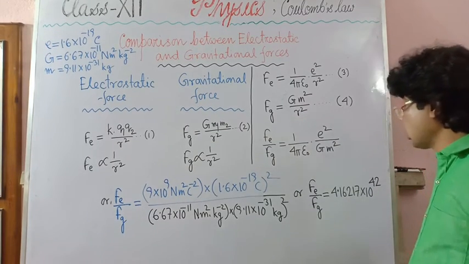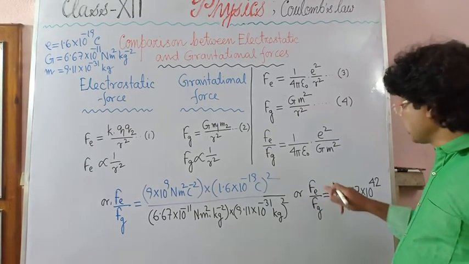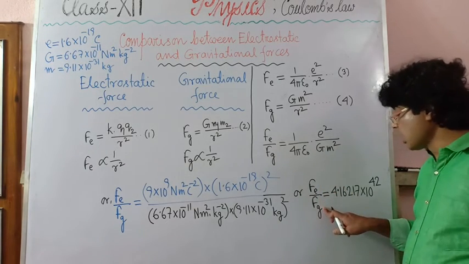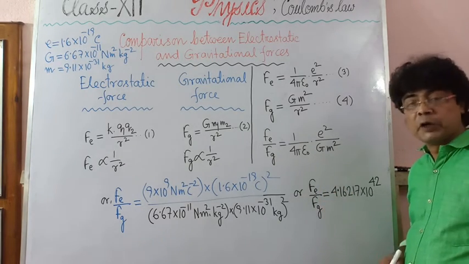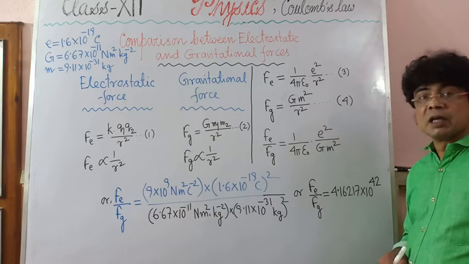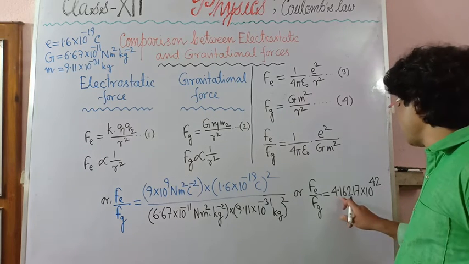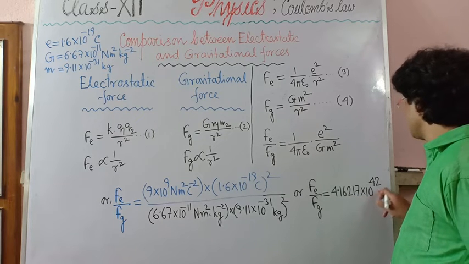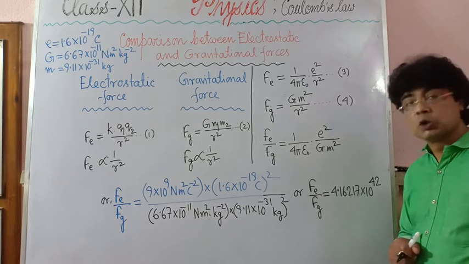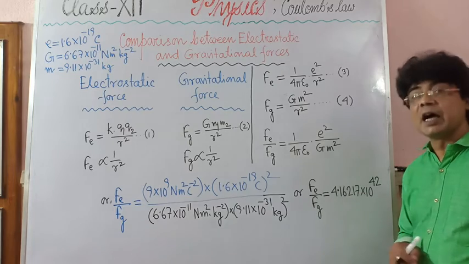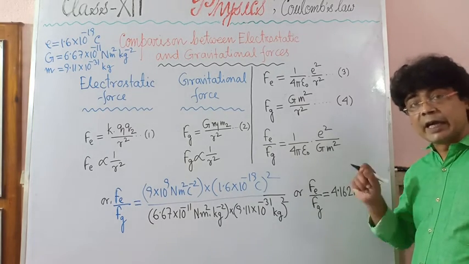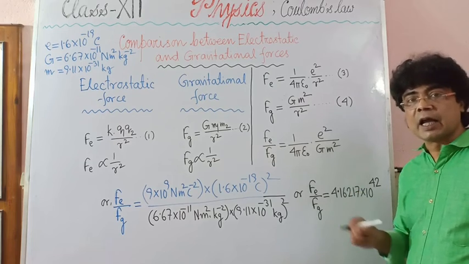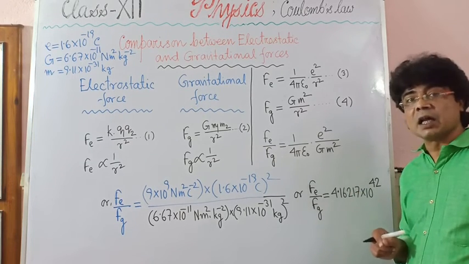So, the ratio of the electrostatic force to the gravitational force between the two electrons is 4.16217 into 10 to the power 42. So, it is clear that electrostatic force is much stronger than gravitational force.